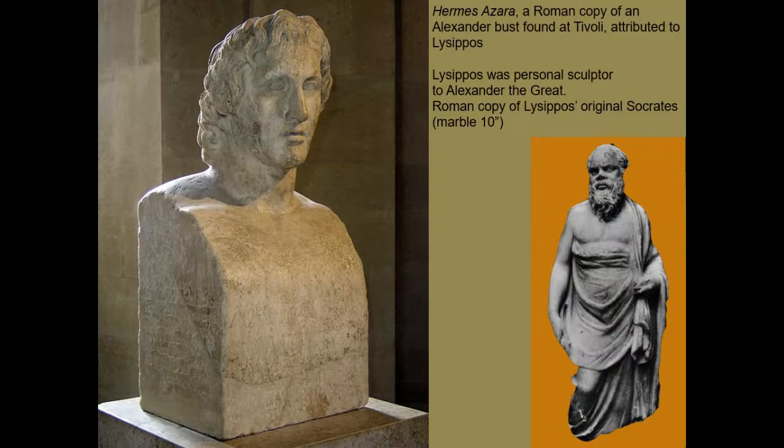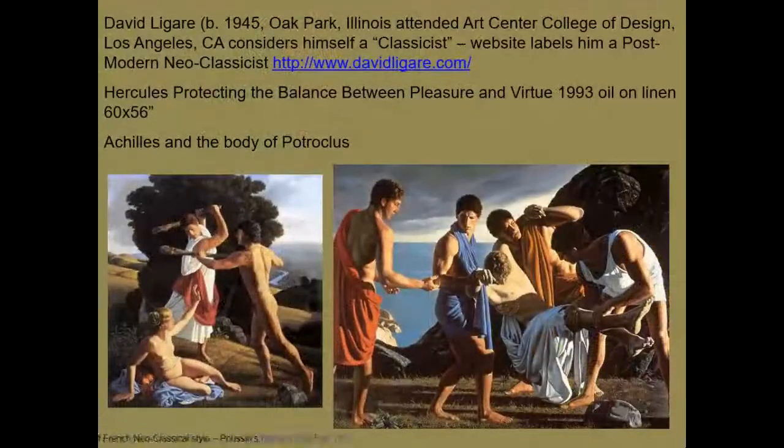Lysippus was the personal sculptor to Alexander the Great, and so you see an example here of sculpture that starts to look like actual specific individuals. This is definitely an example of trying to put a little more naturalism into portraiture, and you can see that in Lysippus's statue of Socrates, which is definitely not an idealized form. So we are beginning to see a shift or a change.